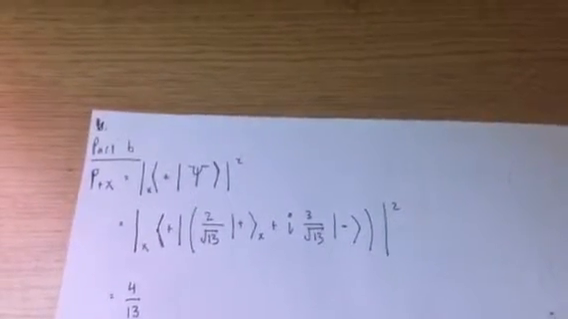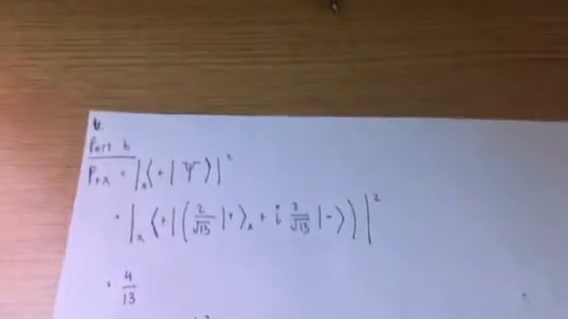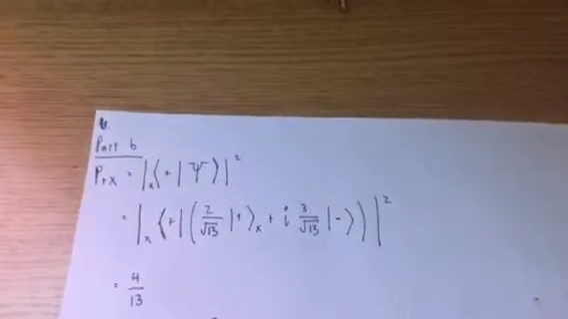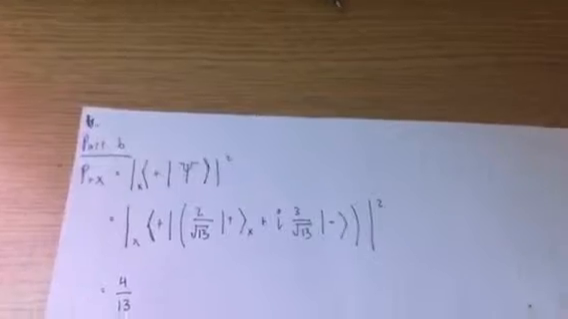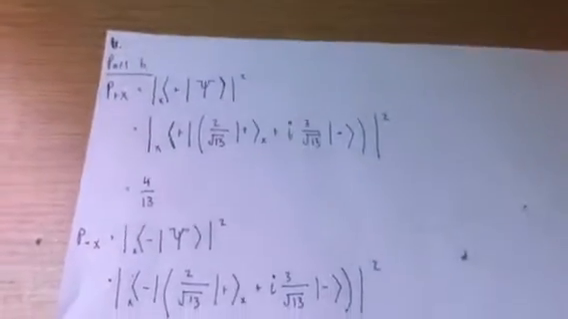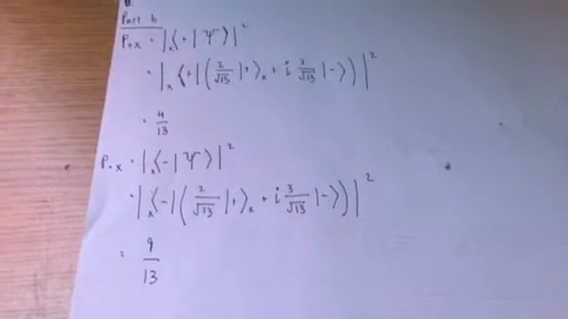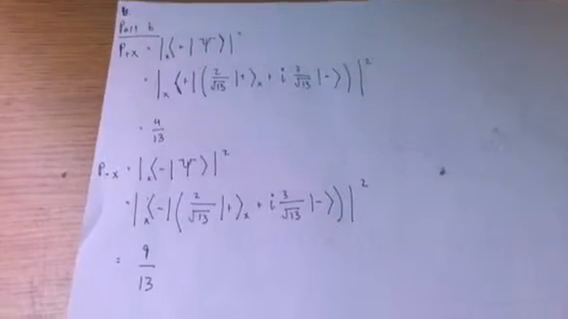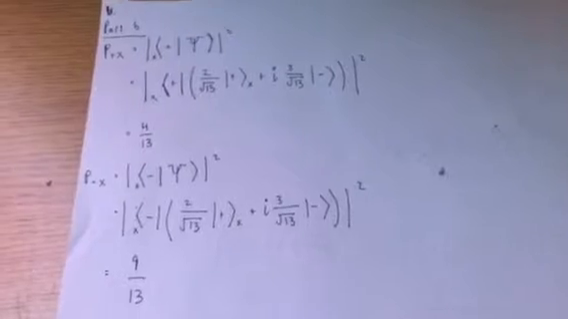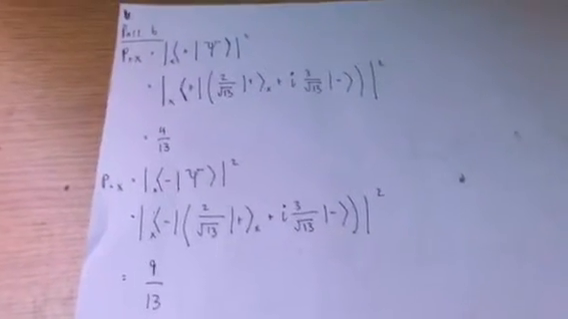Then we do the same process again for the minus x one, and we're hoping we'll get 9/13. We do the same process. We end up with 9/13, and they add up to 1, so we can be fairly confident that we've managed to do this calculation correctly.